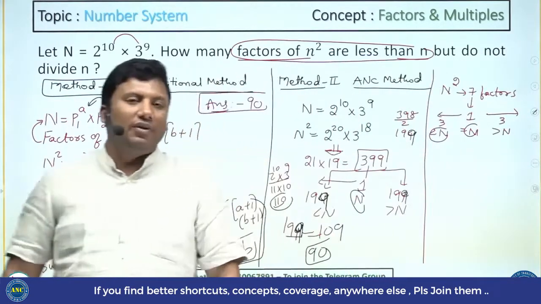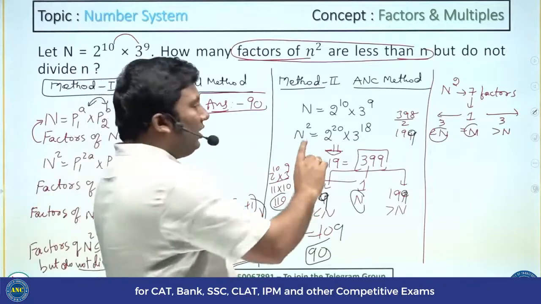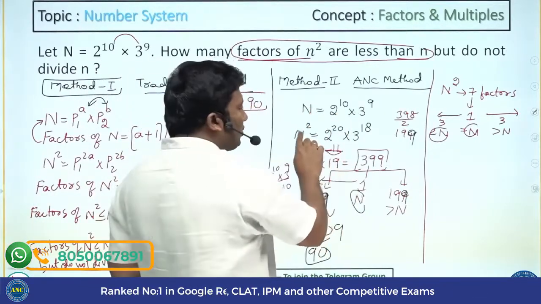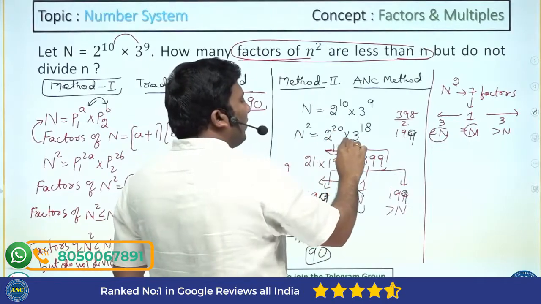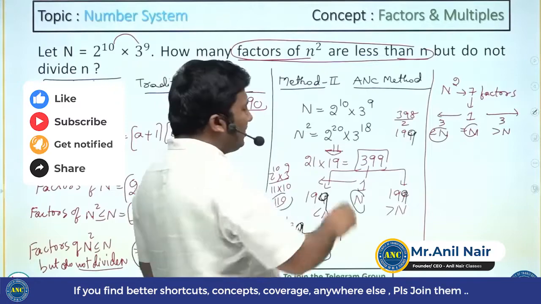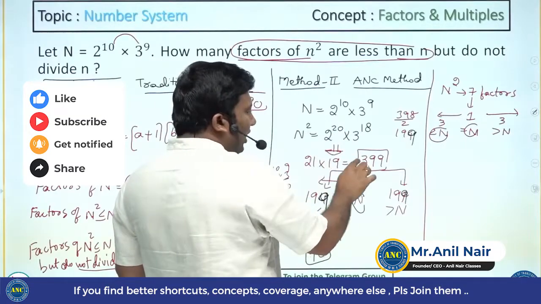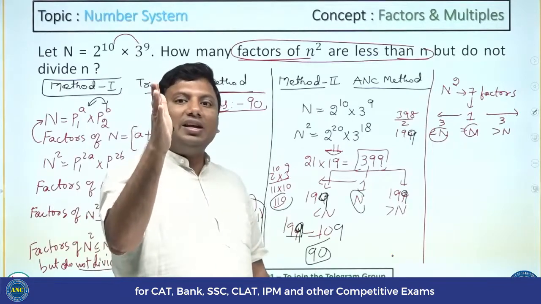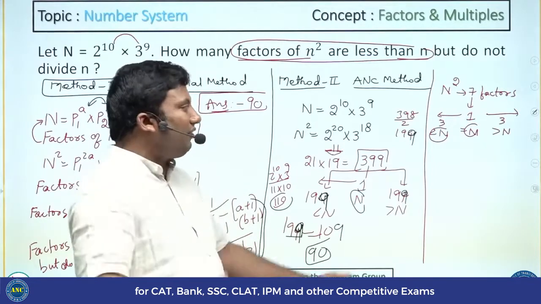Logically, you can solve it. Again, I am repeating it. N is 2 power 10 into 3 power 9. N square will be 2 power 20 into 3 power 18. How many factors will be there for this number? 21 into 19 is 399. 399, it is a perfect square, so an odd number of factors.